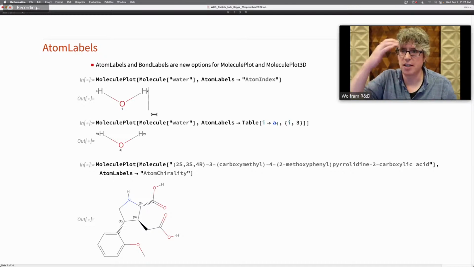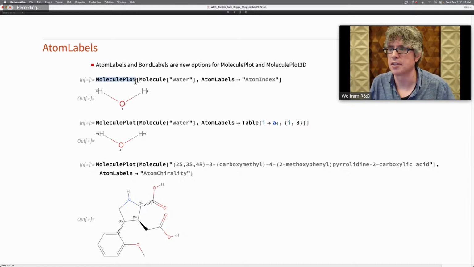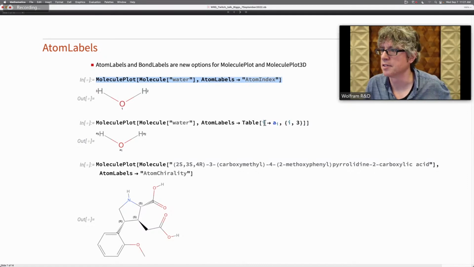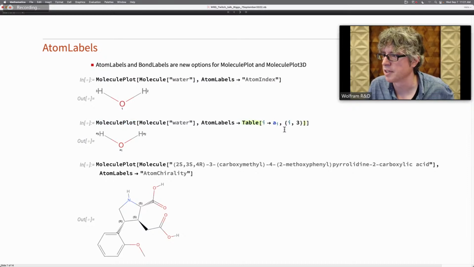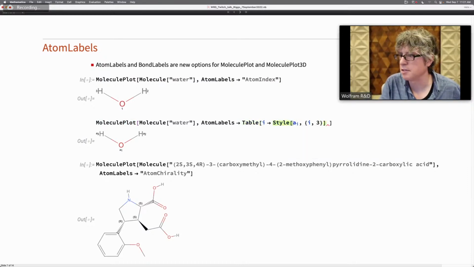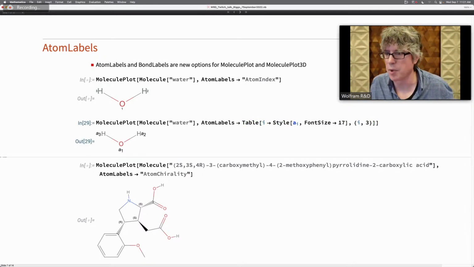Right. So recently we improved the molecule plotting functions to handle atom labeling. So you can label each atom by its index. You can specify the labels here. Those are a little small, actually. So I might style this, font size goes to 17, right? Yeah. So in that way we made the labels a little bit bigger.